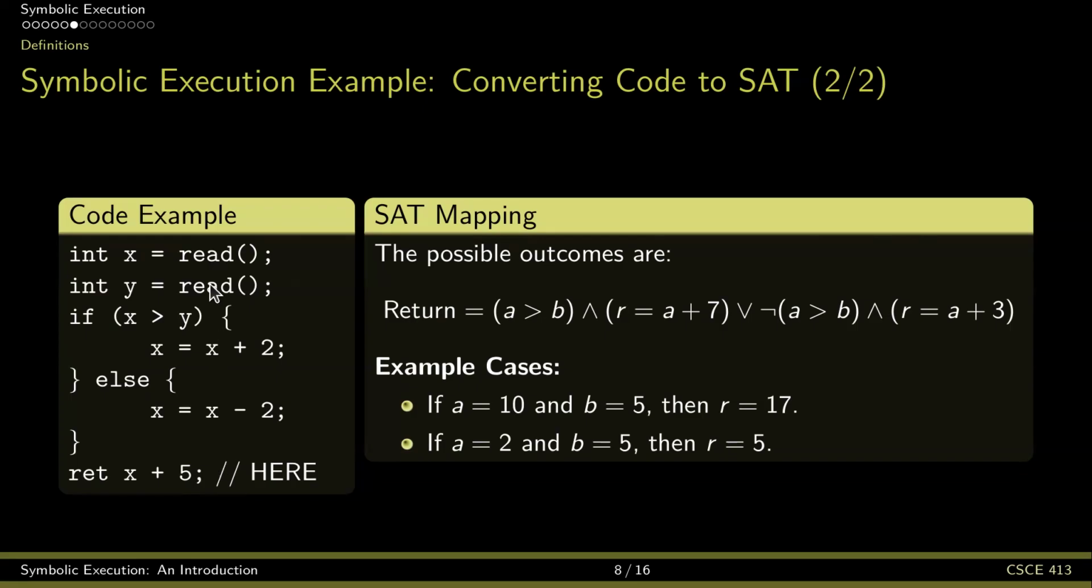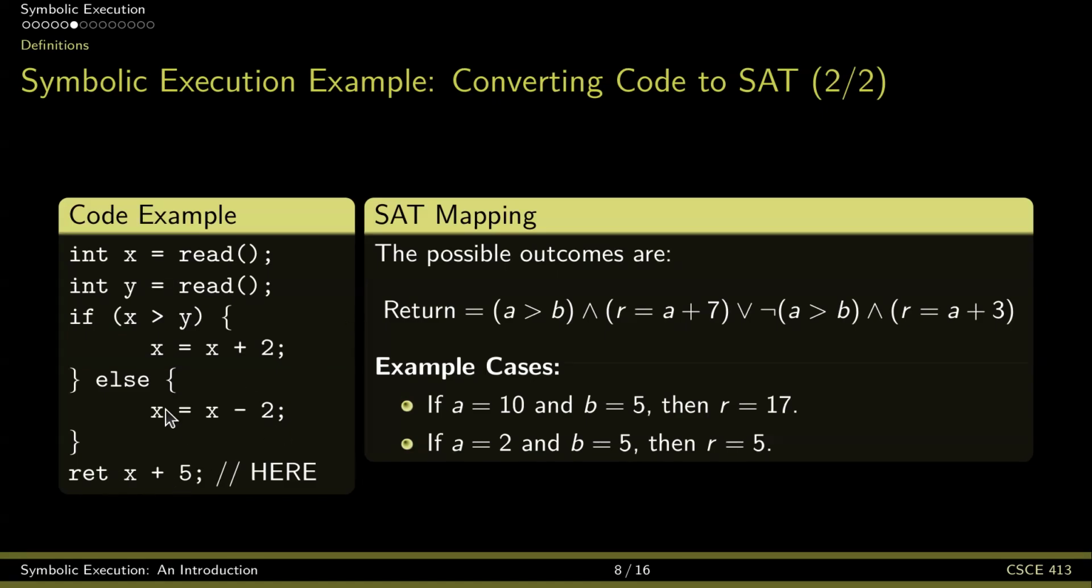Depending on the values, we are going to traverse different paths. So we can model this region. This model can be: if x is bigger than y, x is x plus 2, and then x plus 2 plus 5, so x plus 7. Or if x is smaller than y, x is x minus 2, so x minus 2 plus 5, x plus 3, right? So these are the two possible results.